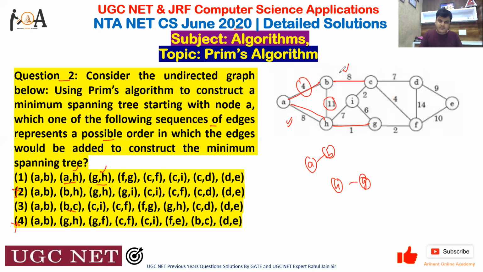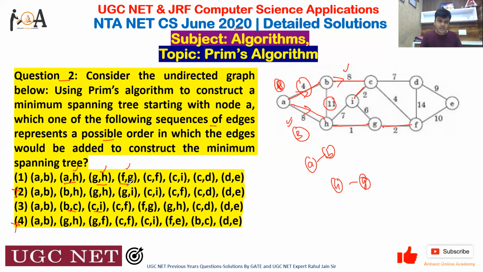In option 3, after BC, they are choosing CI. So it is also correct, because this path is for option 1 and this path is for option 3. So both are correct right now. Now in option 1, after GH, they are choosing FG. That is also correct, because on G we have one edge which is 6 and another with weight 7, so the next lesser weight is 2. So it is correct.